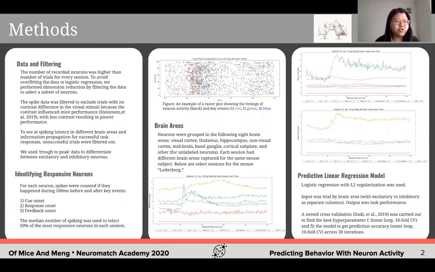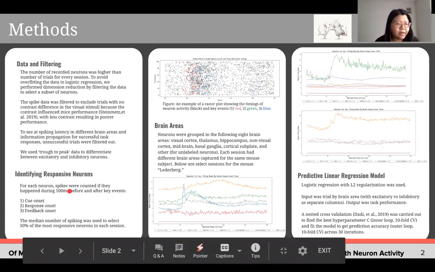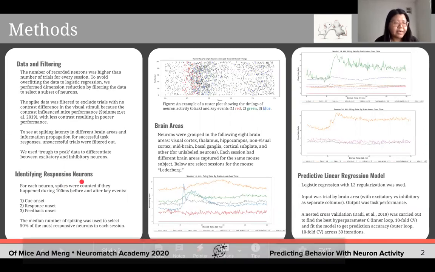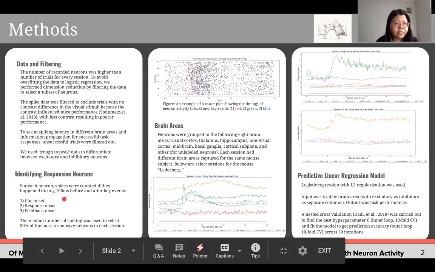Firstly, we filter out trials in which there were no contrast difference and hence no contrast discrimination. Secondly, we group neurons into inhibitory and excitatory neuronal types based on trough to peak data. And thirdly, we also filter out non-responsive neurons by counting the spikes that happen at or in close temporal proximity to the three important events within a trial, which are cue onset, response onset, and feedback onset.